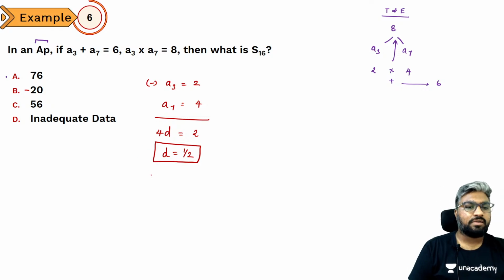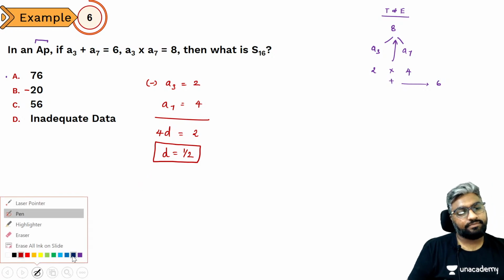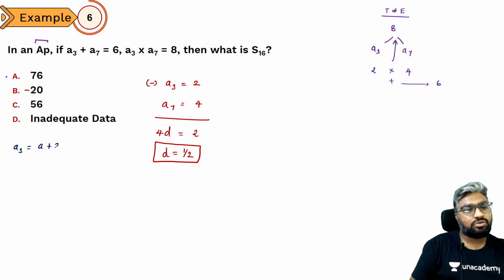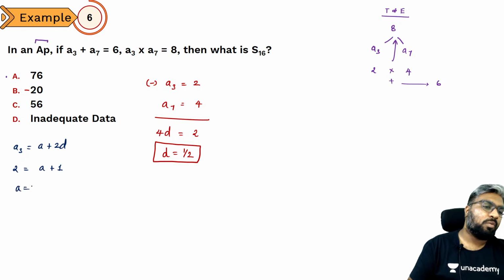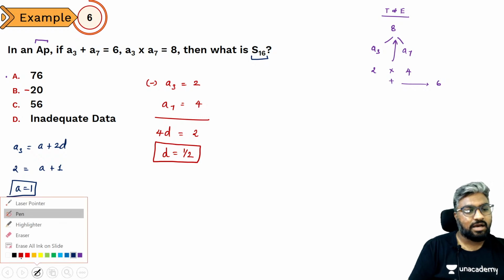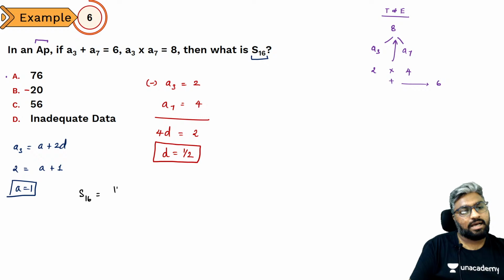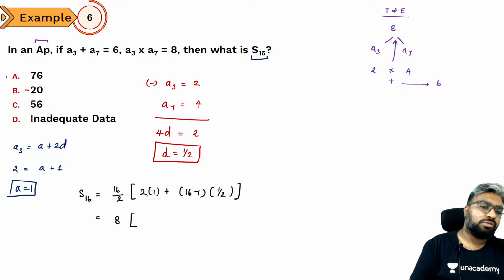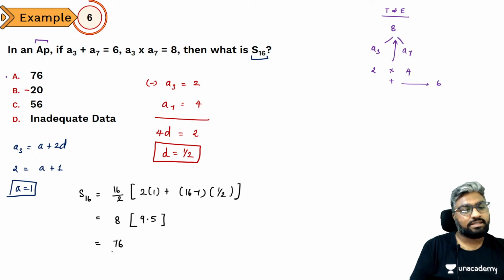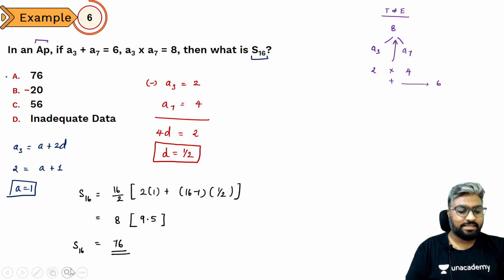Now you can find the first term. Can you find the first term? You know that A3 is a plus 2d. A3 you took as 2, so 2 is equal to a plus 2 into 1 by 2, which is 1. So a comes out to be 1. So when a is 1 and d is 1 by 2, what will the sum of first 16 terms, S16, be? S16 is n by 2 into 2 times a plus n minus 1 into d, which is 8 into 2 plus 15 by 2. 15 by 2 is 7.5, so this is 9.5. 8 into 9 is 72, 72 plus 4 is 76. So the sum of 16 terms is 76. Is this right guys?